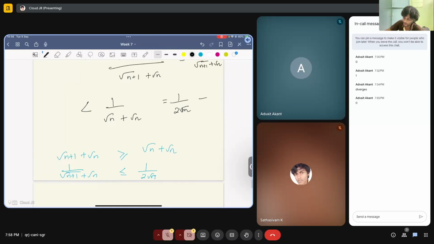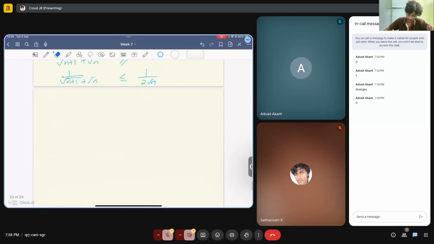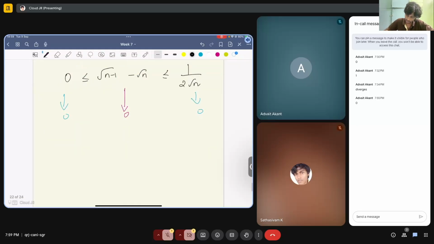Now you can clearly see this guy goes to 0, right? And we have already observed the other side here also. So let's write all of this. Now we come up with the setup of the squeeze theorem: 0 is less than square root of n plus 1 minus root n, which is less than or equal to 1 by 2 root n. Both of these go to 0. This converges to 0, this converges to 0, and thus the middle one goes to 0 by the sandwich theorem.